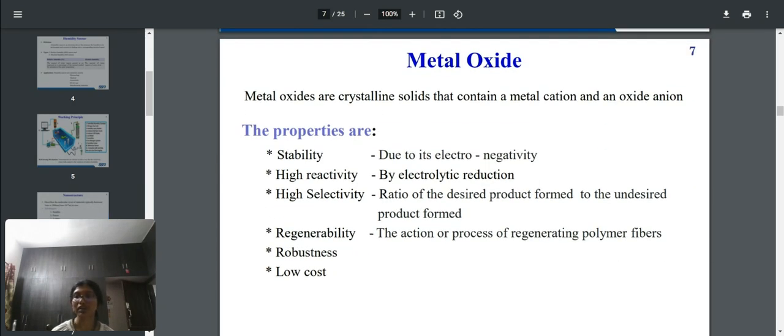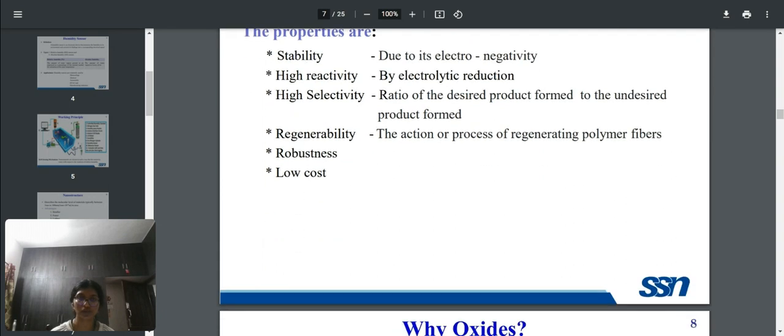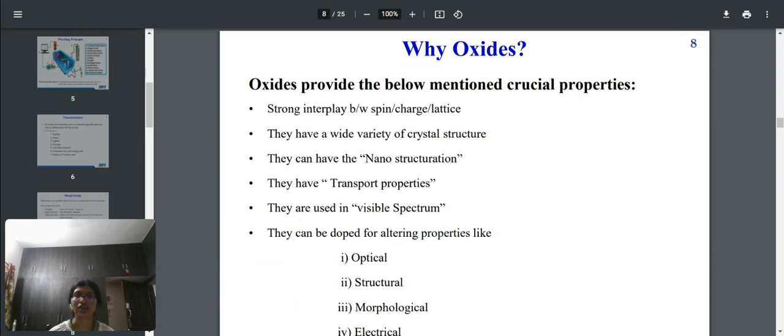Metal oxide. Metal oxide happens to be a very important constituent in our humidity sensor. Metal oxides are crystalline solids that contain the metal cation and oxide anion. Their properties are being highly stable, highly reactive, highly selective, that is, their ability to react to only a particular stimulus when placed in an environment, high regenerability, robustness, that is, they can withstand and overcome adverse working conditions, and also low cost as they are easily available.